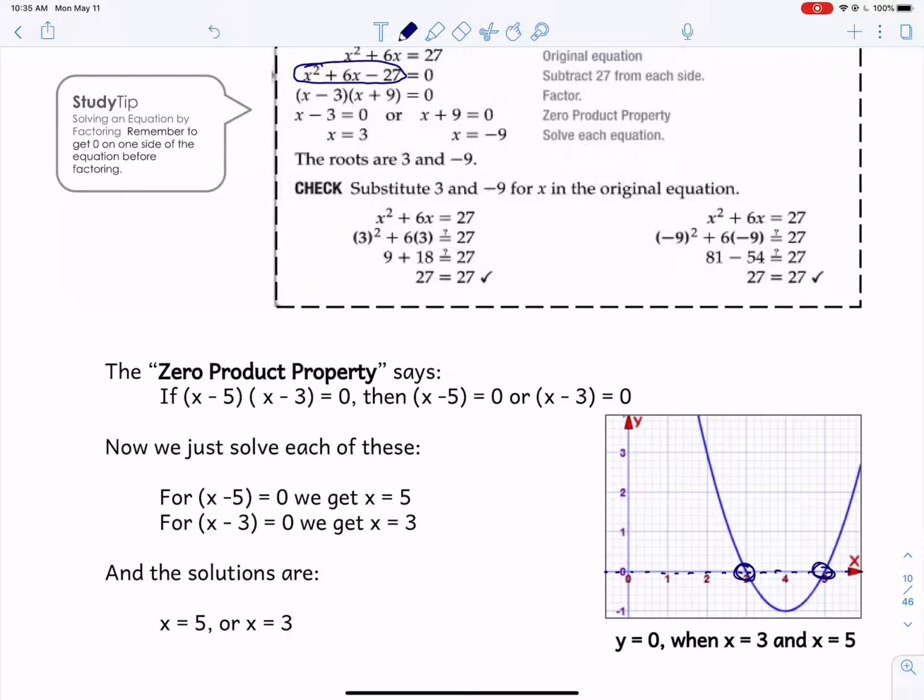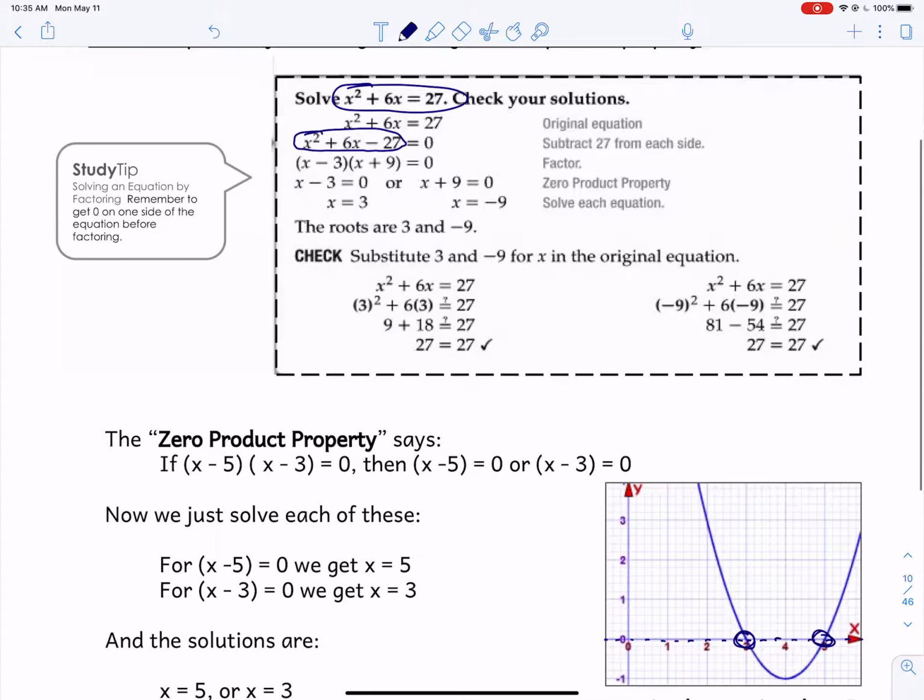So we get our factors, and then these are factors, right? So we're multiplying. So if we multiply two numbers together, how are we going to get 0? Well, one of those numbers has to be 0. It has to be. Okay, so that's the zero product property.